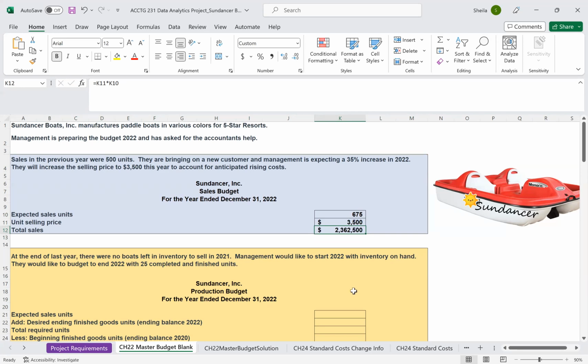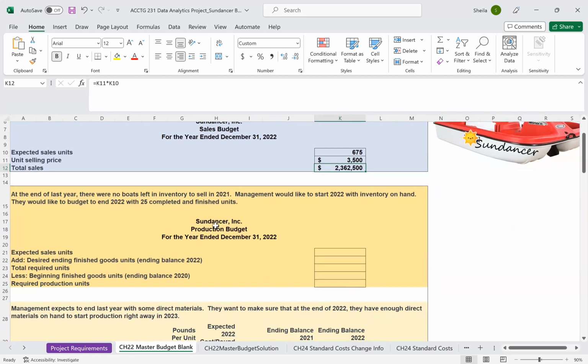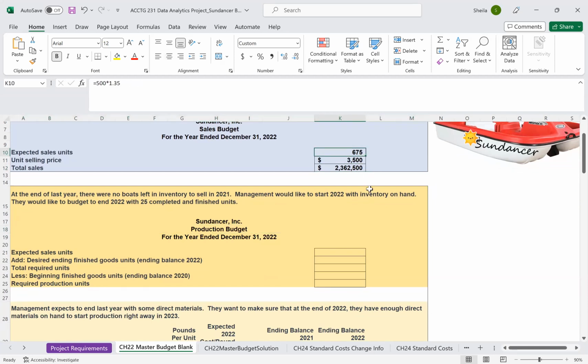Now, once we know our total sales budget, now we want to move into production. So the important thing to remember is that our production budget might vary from what we expect to sell. And the reason for that is because we don't want to start the next year with no inventory.